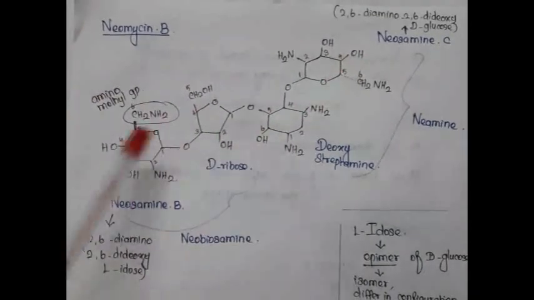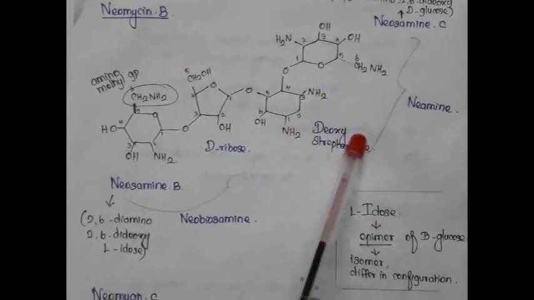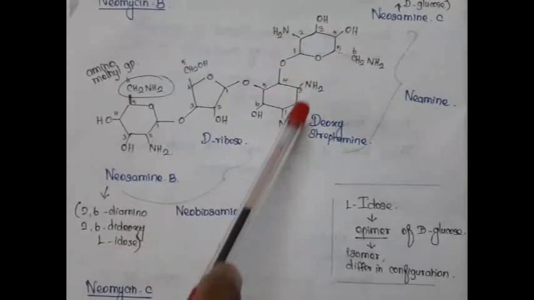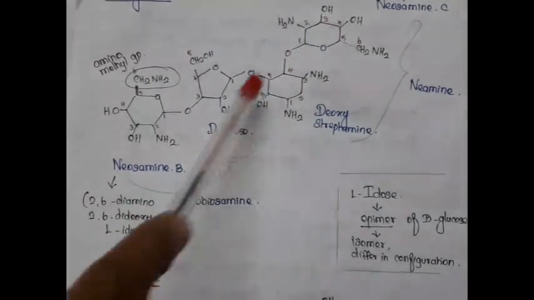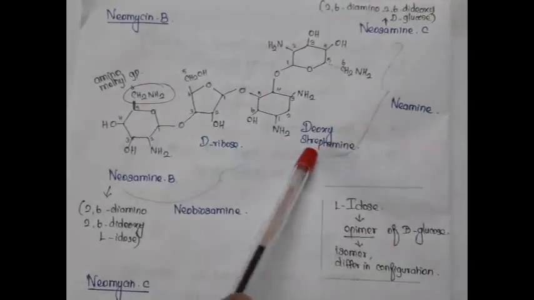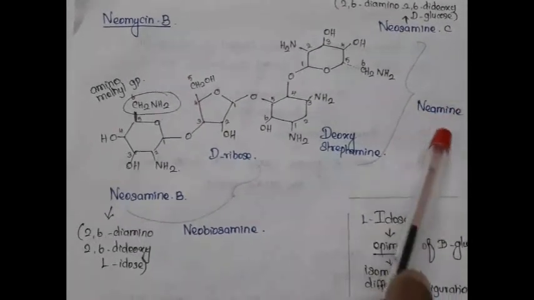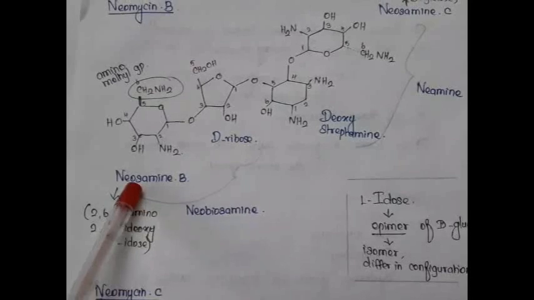So it has 4 rings. Here this one is called Neomycin C, and that is connected to deoxystreptamine by means of glycosidic linkage, and that one is connected with the D-ribose again. That would be linked glycosidically, and that is connected to Neomycin B. So it has 4 parts: Neomycin C, deoxystreptamine, D-ribose and Neomycin B. The combination of Neomycin C and deoxystreptamine can be called Neomycin A, and this D-ribose and Neomycin B, these two combined are called neobiosamine.